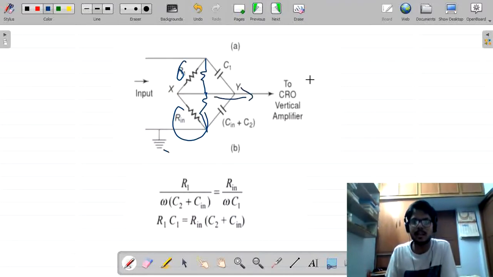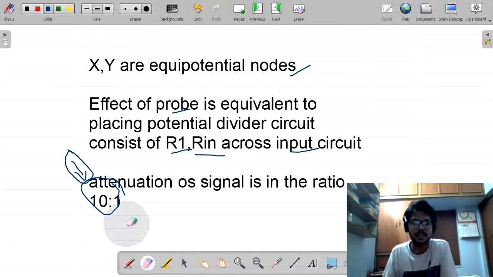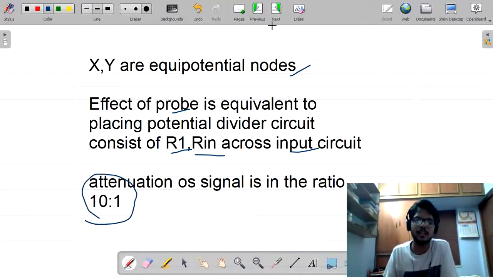And it is directly connected to the vertical amplifier of the CRO. Now the attenuation is 10:1. This is the reason it is called a 10:1 probe or high voltage probe or low capacitance probe. By this connection, the attenuation of the signal is in the ratio of 10:1. So it is called a high impedance or 10:1 probe.